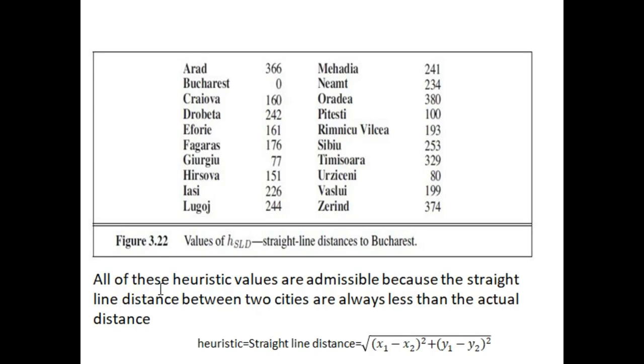So just look at the heuristic values table for this problem again. This is a very important point for this problem: all of these heuristic values are admissible. So what is admissible? It is a guess that is less than our actual value. Why are these values admissible? Because the straight line distance between two cities is less than the actual distance. So the heuristic value is always less than the actual distance.